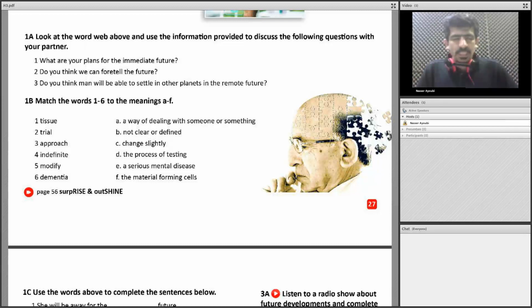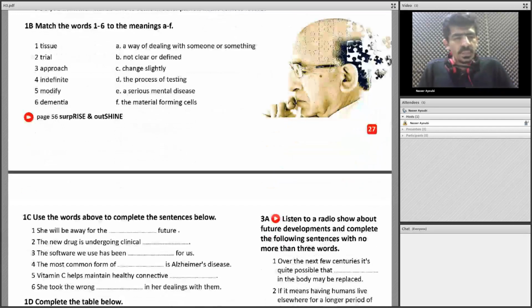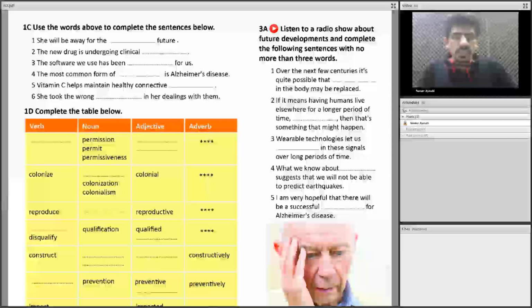Number 6, dementia. The definition is in E, a serious mental disease. A serious mental disease that affects the ability to think, remember, and behave normally. Good. Well, we've got this Surprise and Outshine, the magazine part. I'm going to catch up on this part after we are done with the vocabulary section of the next page.